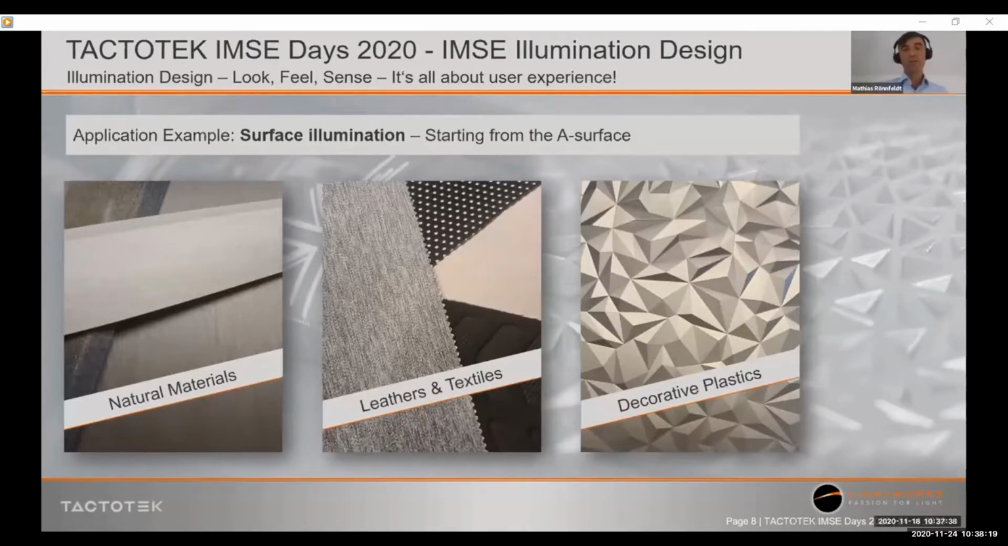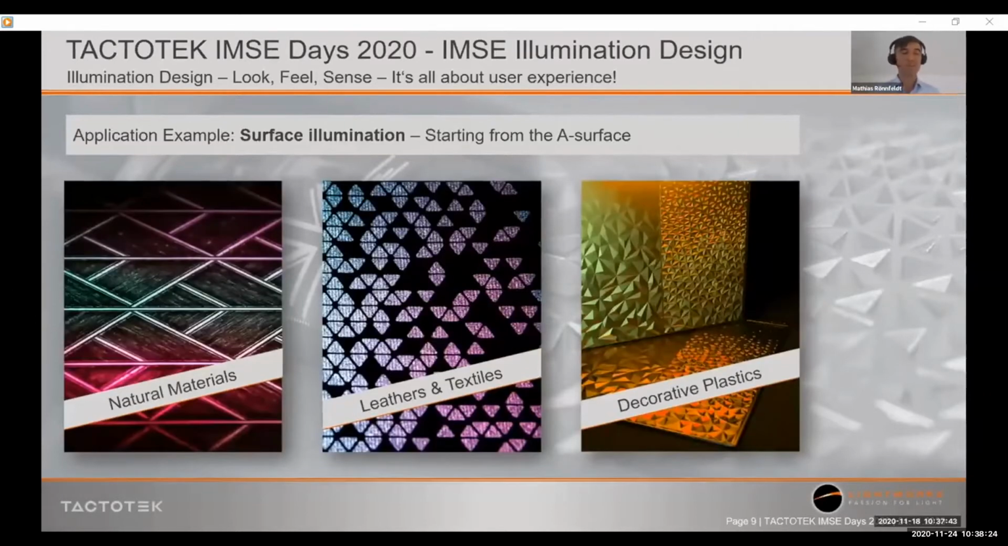So to give you also a first impression of how it could look in the future, we have here 3 examples of these kinds of materials which are illuminated. On the left side, we see an illuminated real wood veneer. In the middle, textile with a B surface covering, and on the right side, we see a decorative plastic surface, or two different decorative plastic surfaces which are front illuminated, but I think you can see here what's possible with the right surface and also with the right structure on the surface.